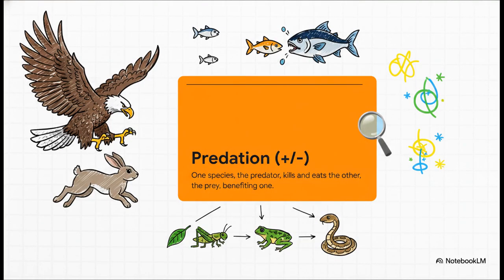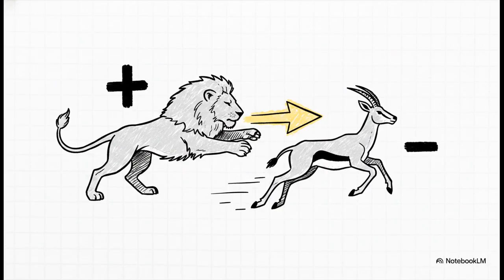All right, let's move on to our next interaction, which is a bit more intense, predation. This one is your classic plus-minus scenario. It's an interaction where there is one very definitive winner, the predator, who gets a nice meal and scores a plus, and one very definitive consumed loser, the prey, who takes the ultimate minus. It's definitely a harsh reality of the natural world, but it's an absolutely vital one for transferring energy all the way through an ecosystem.